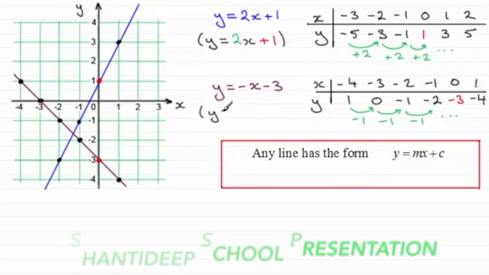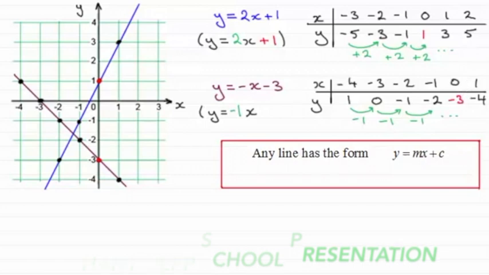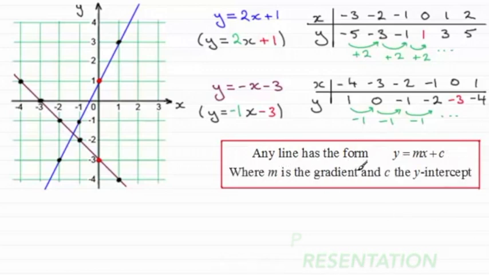We've got y equals minus x, but that's the same as minus 1 being multiplied by x. And then the minus 3, well, that's the y-intercept, the value we got when x was 0. So we'll just put minus 3 in there. So hopefully that gives you a quick illustration of what these values m and c are. Let's just add to that. m is the gradient and c is the y-intercept.